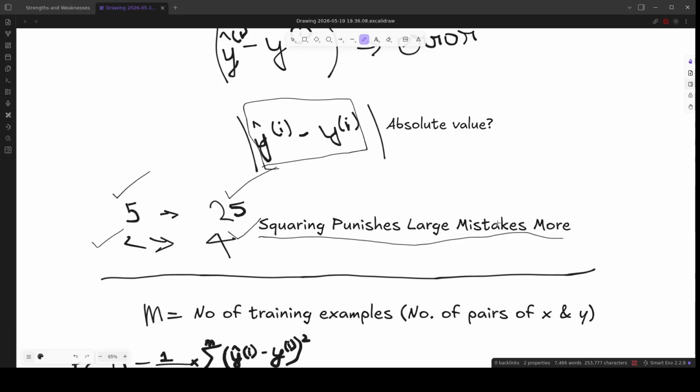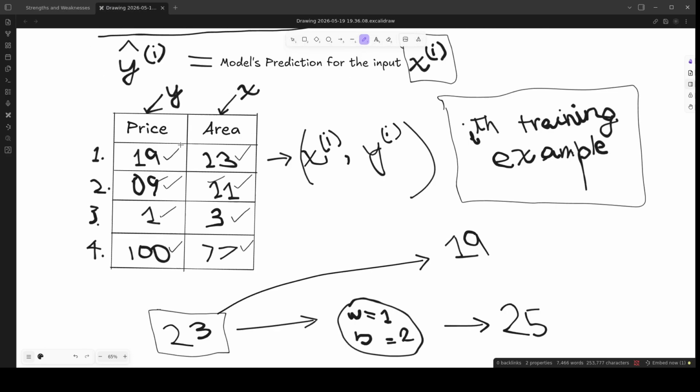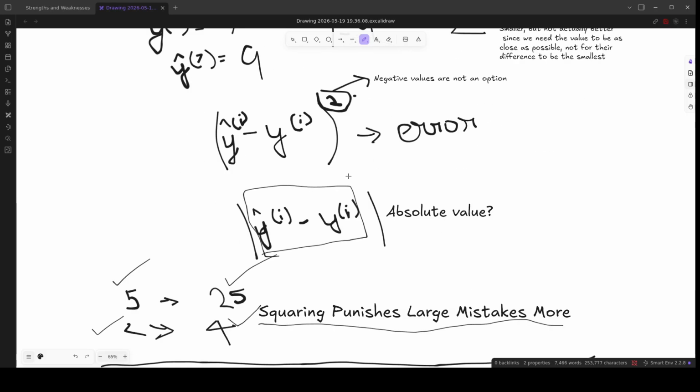So what does m stand for here? m stands for the number of training examples, the number of pairs of x and y that we've got. So for example, in this table, m will be 4 because we've got 4 pairs: 1, 2, 3 and 4, right? So we've got 4 training examples. m will be 4 here.